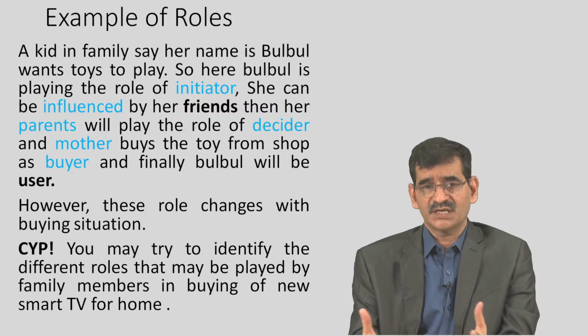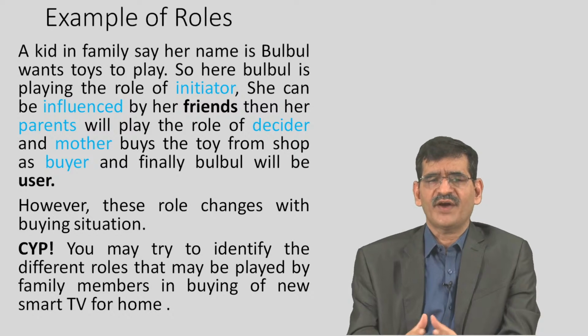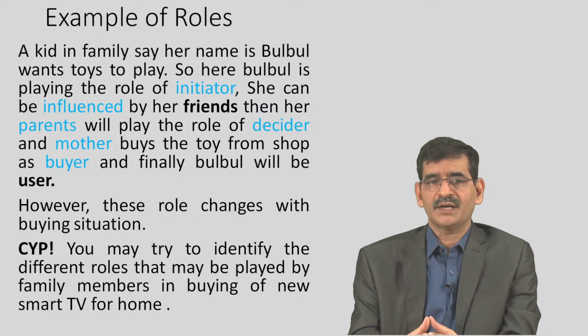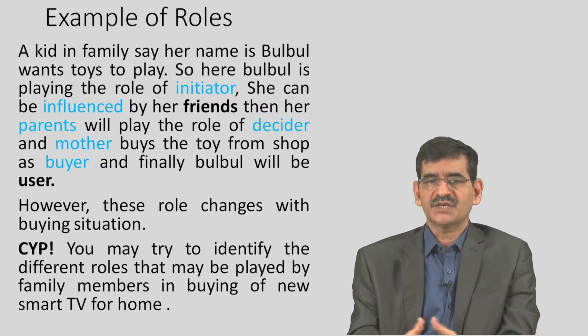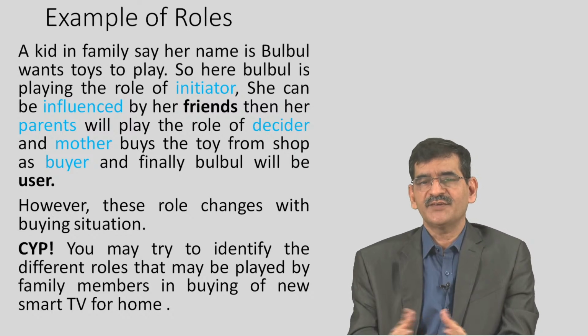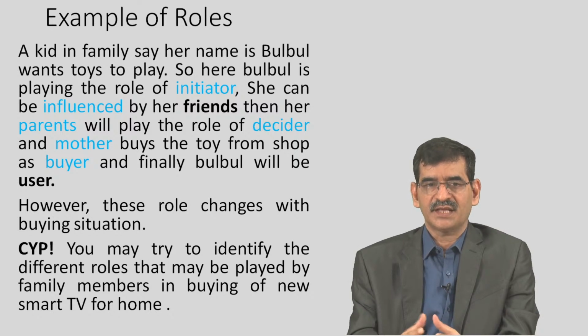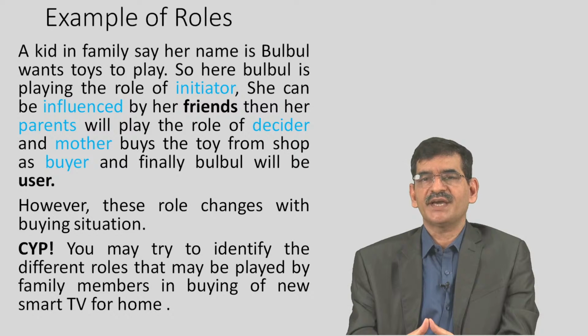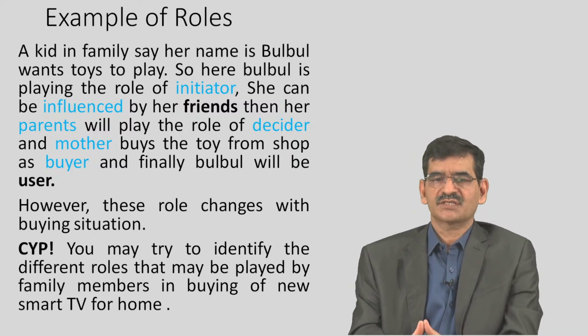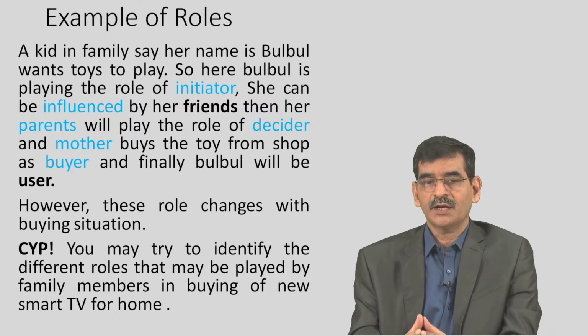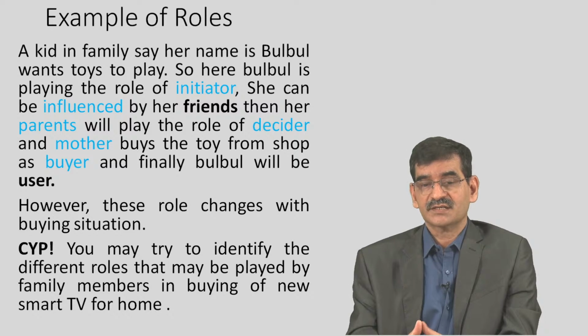As decider, the mother and father both have their stake in how they orient the purchase of the toy. Finally, the mother buys the toy, so she is the buyer, and finally Bulbul will be the user. So the different persons involved in this situation play different roles: initiator, influencer, decider, buyer and user. And these roles change with buying situations. You can check your progress by attempting this activity. Try to identify the different roles that may be played by family members in buying a new smart TV for home, and reply with your answer in the chat box.